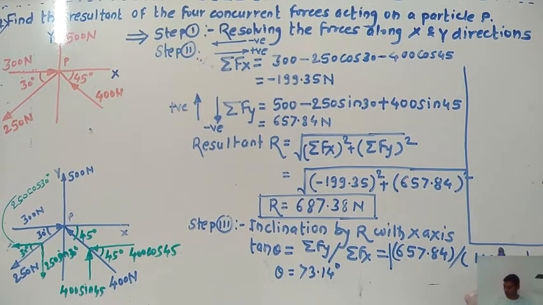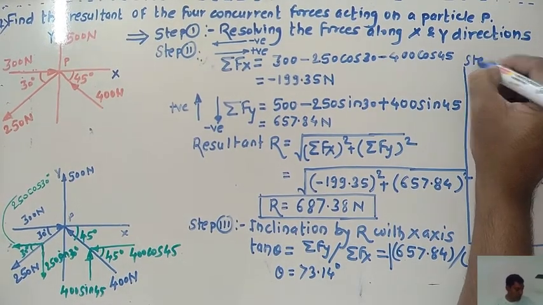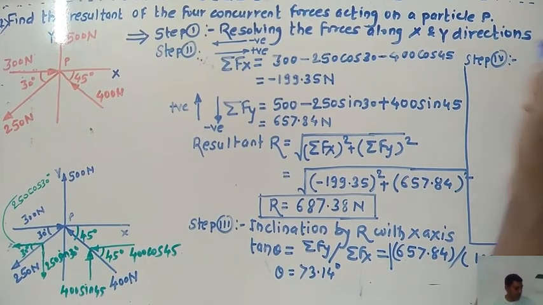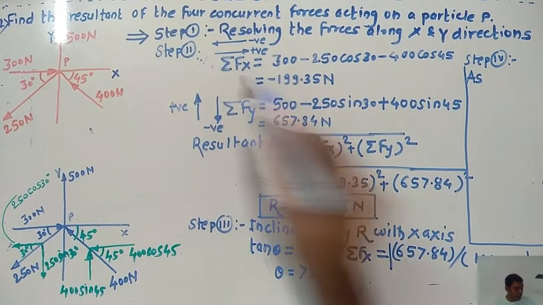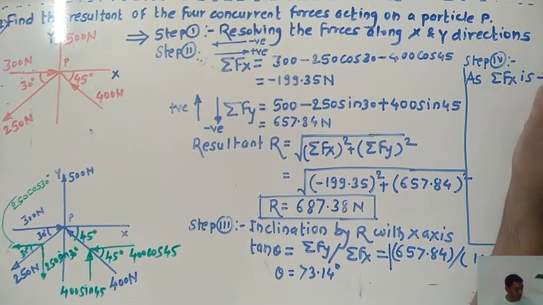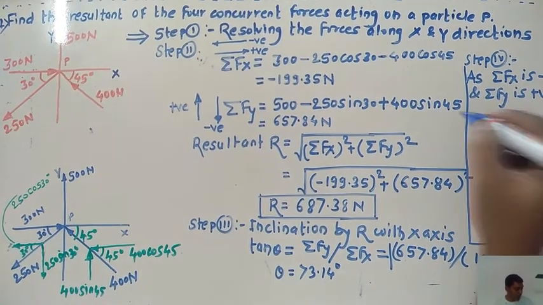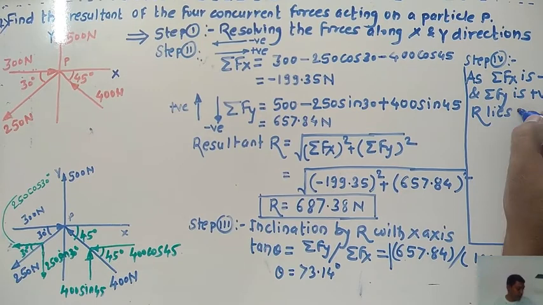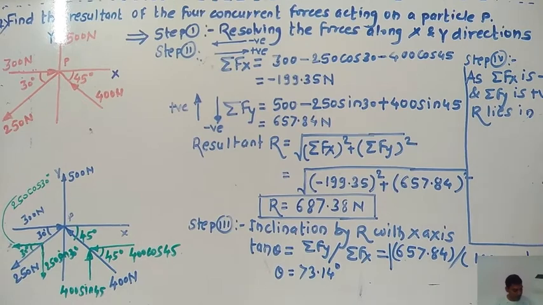So what's about the location of that resultant R? You can decide here. Just mention the next step. Step number 4. In step number 4, as you look towards the sign, summation of Fx is negative and summation of Fy is positive. R lies in which quadrant? R lies in here.